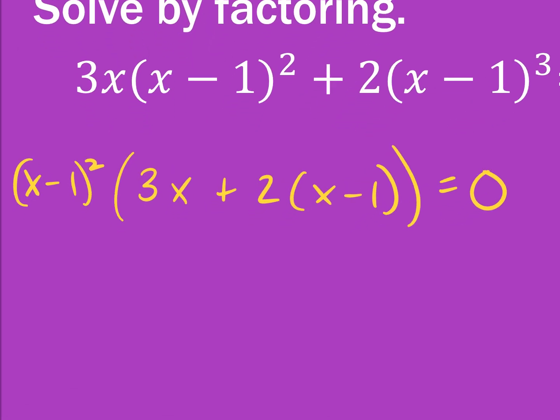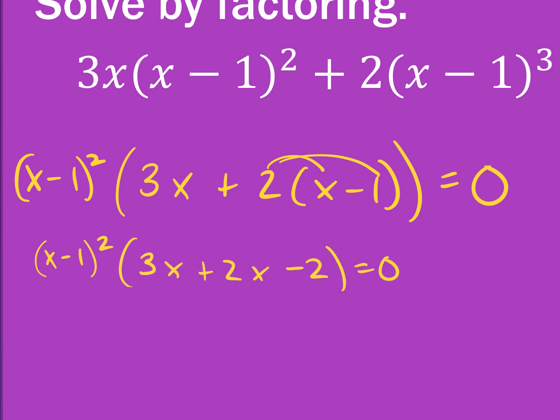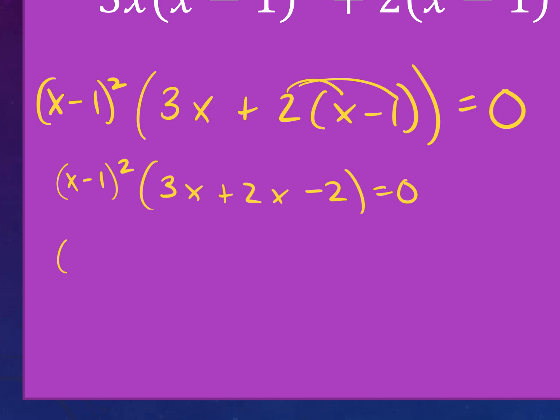From here, let's just simplify. X minus 1 squared is going to stay as that. We can distribute the 2 inside. So we have 3x plus 2x minus 2. And combine like terms. So we get 5x minus 2. What would we do next to solve?